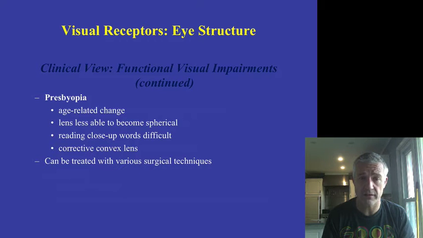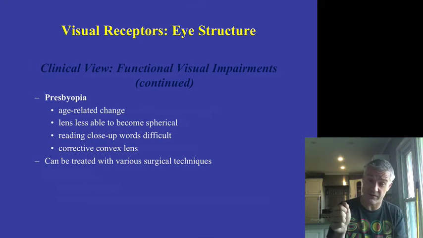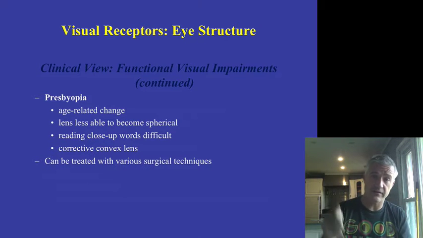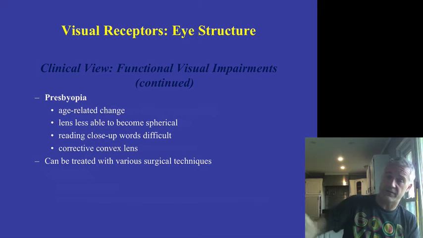Generally, as you get older, the lens has a harder and harder time going back to spherical, which means as you get older, you start holding stuff further and further away to read it.